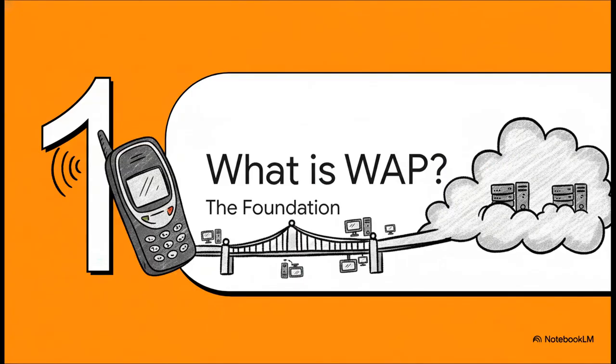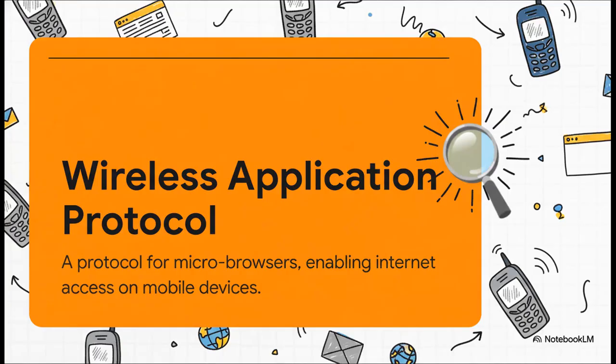So first things first, what exactly was this protocol? Well, you can think of it as the essential bridge, the thing that was specifically built to connect those tiny, underpowered mobile devices of the late 90s to the huge, powerful internet. At its heart, WAP was a special set of rules made just for the micro browsers on those early cell phones. I mean, think about it. These things had teeny tiny processors, almost no memory, and painfully slow connections. WAP's entire job was to make the internet somehow work within all those limitations.